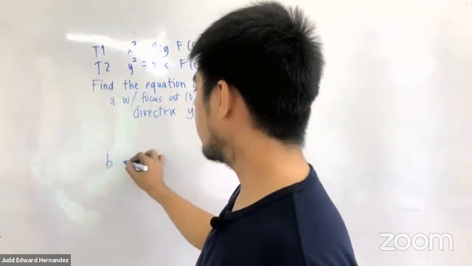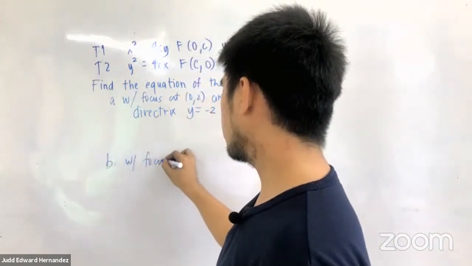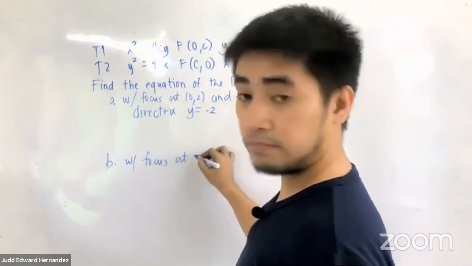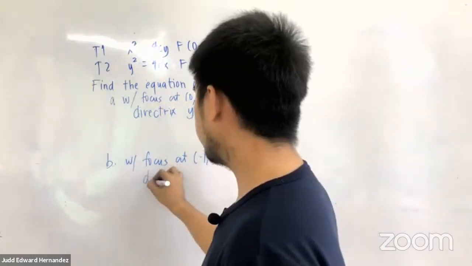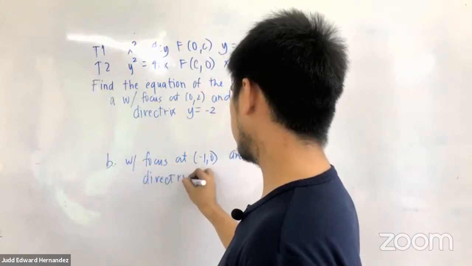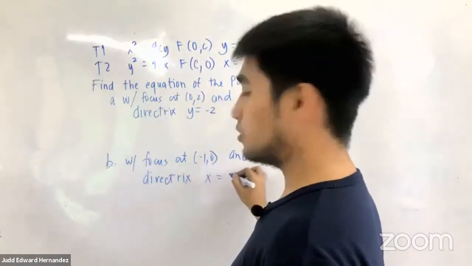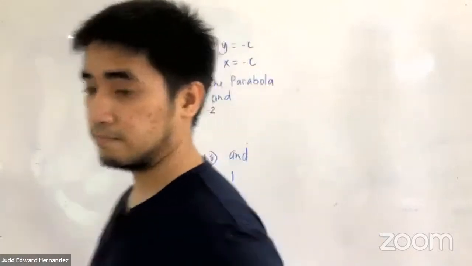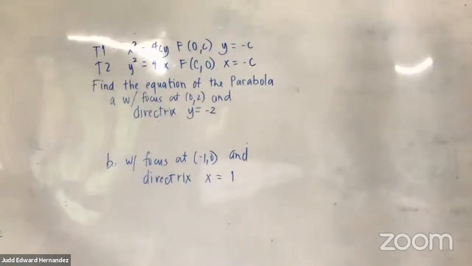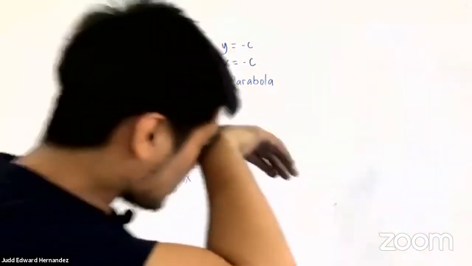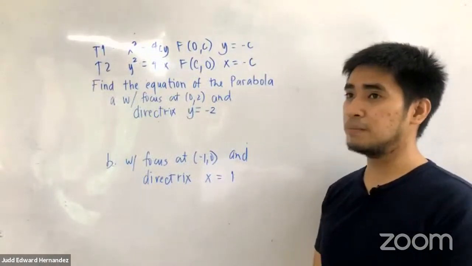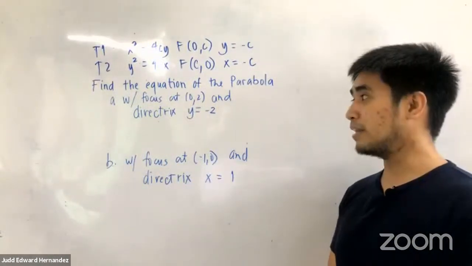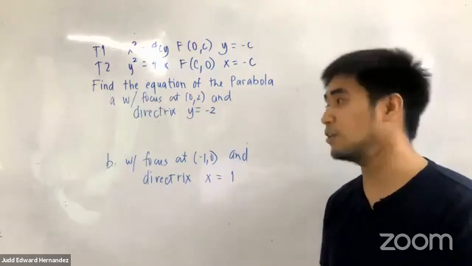For letter B, with focus at -1, 0 and directrix x is equal to +1. Okay, so what do we do now if that is the case? This is very simple and easy. When we say simple and easy, even with just one look, you will immediately know the answer.